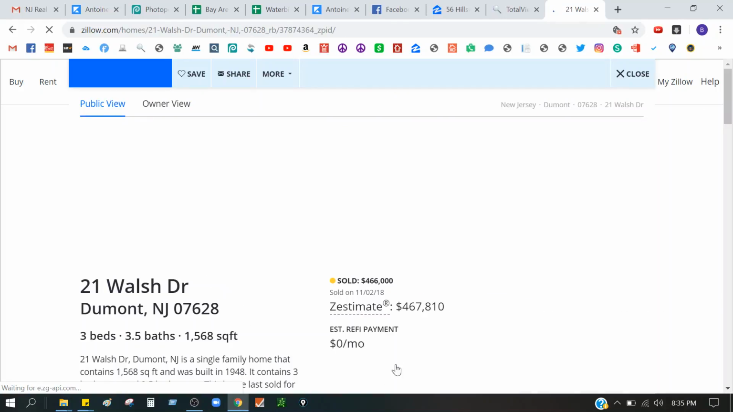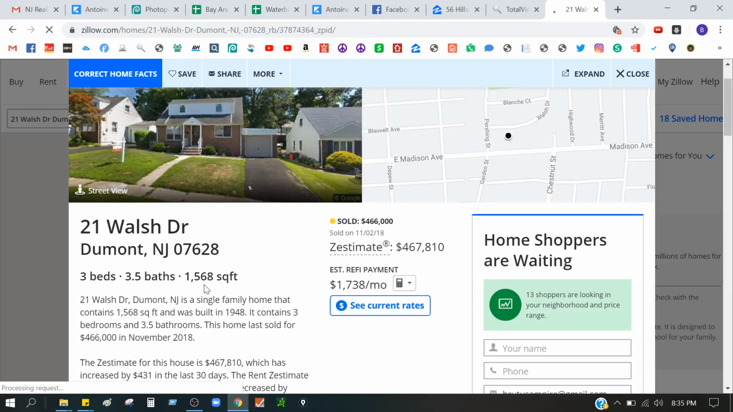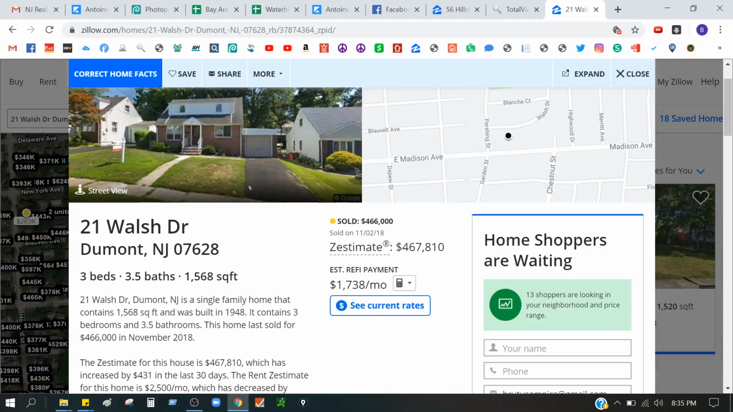Let's pull this up. What we want to do is look at, you see it's 3 bedrooms, 3.5 bath, 1568 square feet, right? 1568 square feet. So three and a half, 1568. Okay, so now let's close this out.